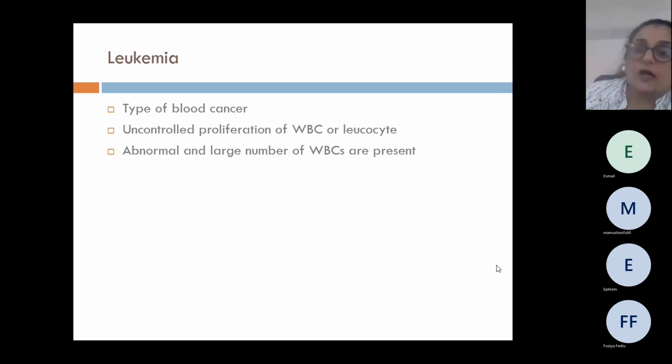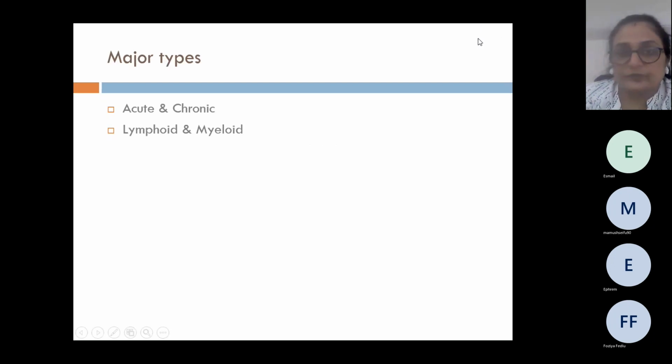But in leukemia also you have a lot of classifications. We'll see that also. Leukemia can be classified as acute or chronic. What do you mean by acute? Acute is something which starts suddenly. Chronic is something which progresses gradually and takes very long time. And then they are also classified on the basis of the type of cells which are involved. If lymphoid cells are involved, then it is lymphoid leukemia. If myeloid cells are involved, then it is myeloid leukemia. So they can be divided in two types, that is acute chronic and lymphoid myeloid.